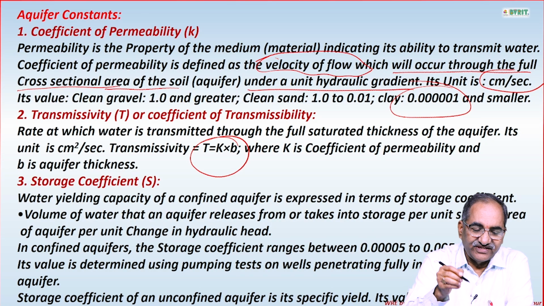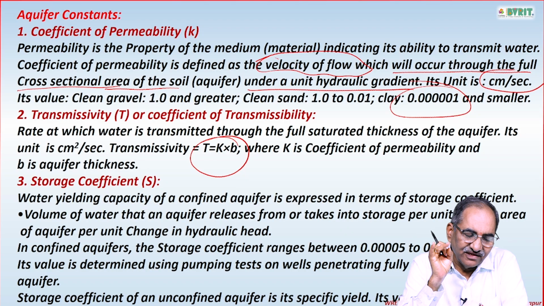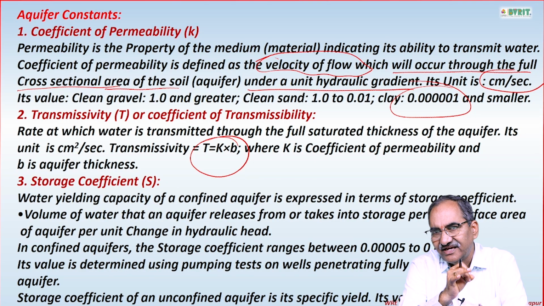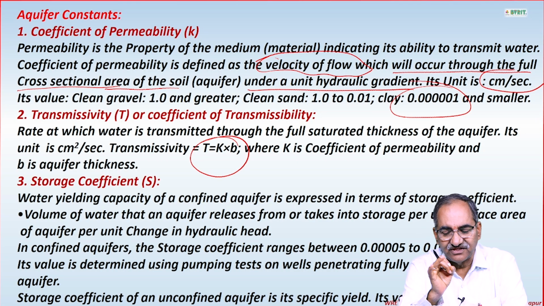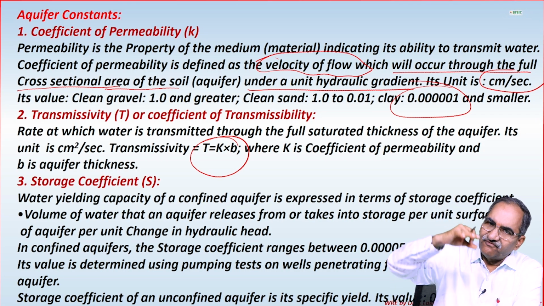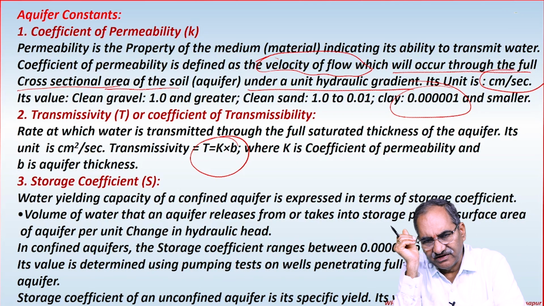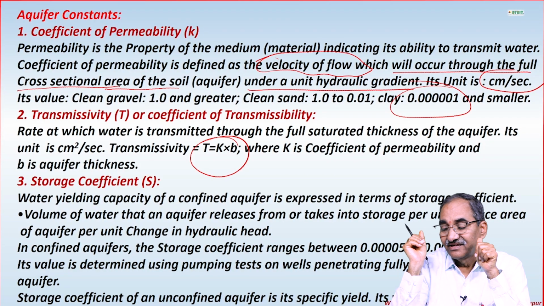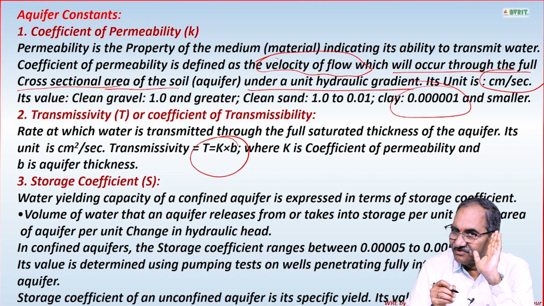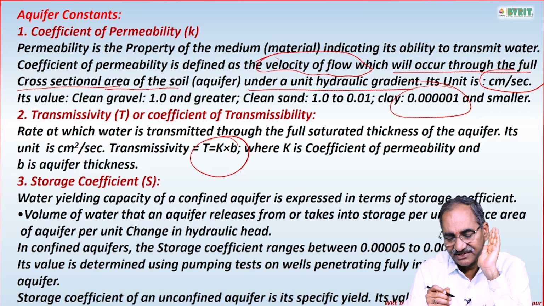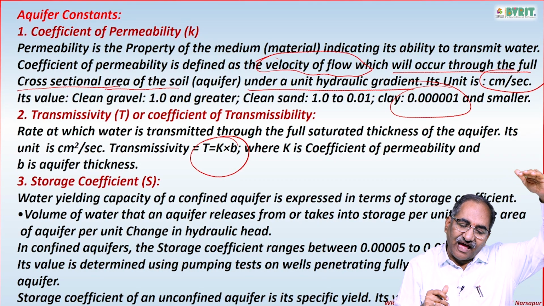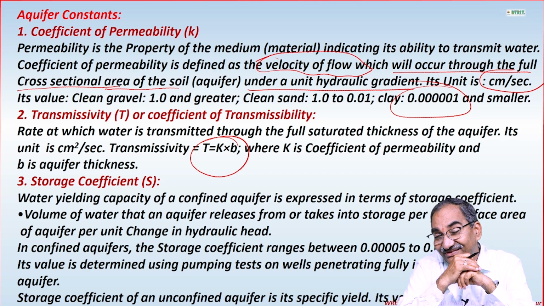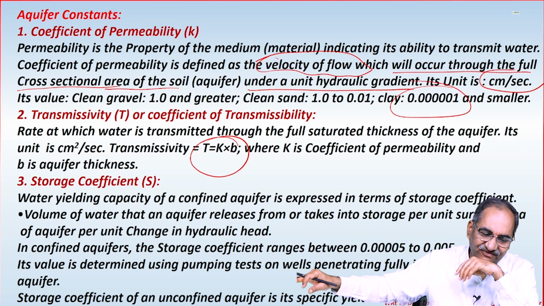So there are two definitions: coefficient of permeability and transmissivity. Coefficient of permeability is velocity. It is the velocity of flow which will occur through the full cross-sectional area of the soil, that is the aquifer, under a unit hydraulic gradient. Generally, it is represented in velocity units, that is centimeters per second or meters per second. For clean gravel, it will be 1, whereas for clay, it will be 0.501, very low.